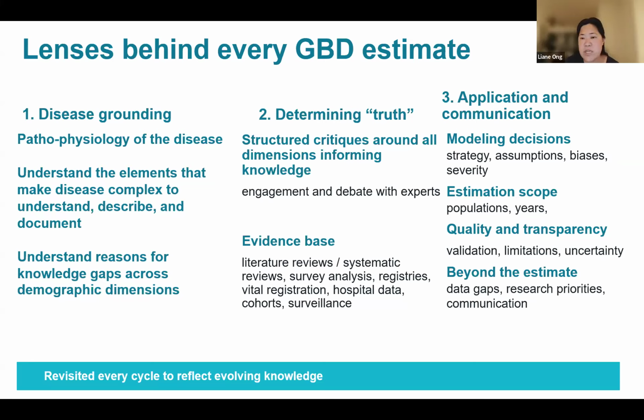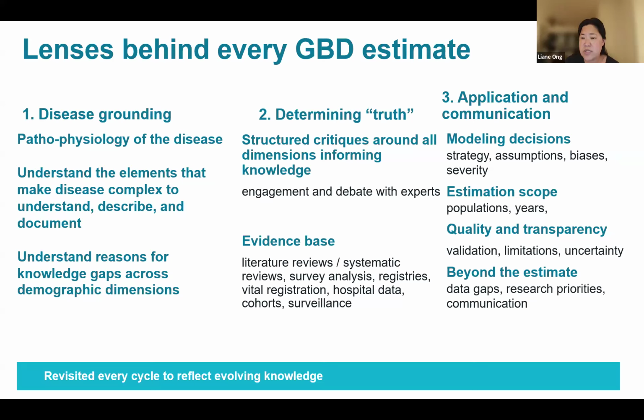We take these pieces of information and we use them to build our modeling strategy to determine what assumptions we're willing to take and tolerate, to understand the biases that exist within these disease areas and the severity of these diseases. It also helps us understand where we will make estimates. What populations do these diseases occur in? What years maybe they occur in? And we also use this to understand the limitations of the data and our knowledge base for these diseases. It helps us appreciate the nuance and the complexity of our conditions.